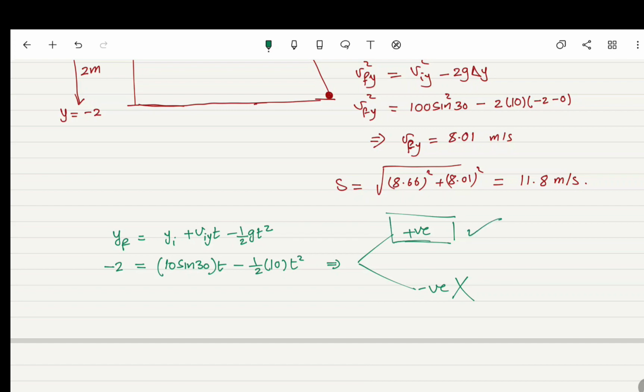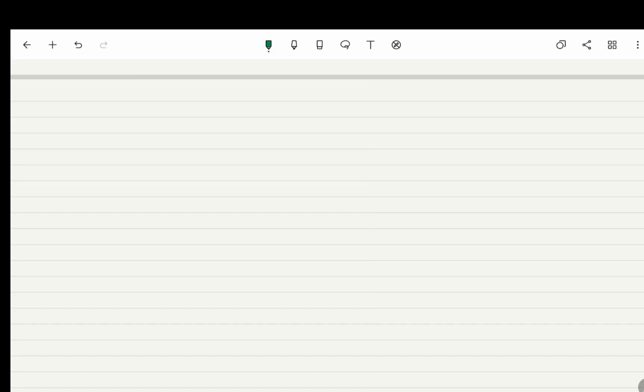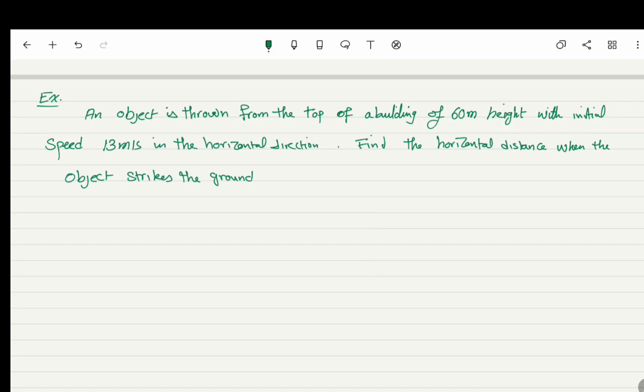One more example. An object is thrown from the top of a building of 60 meters height with an initial speed of 13 meters per second in the horizontal direction. Find the horizontal distance when the object strikes the ground.